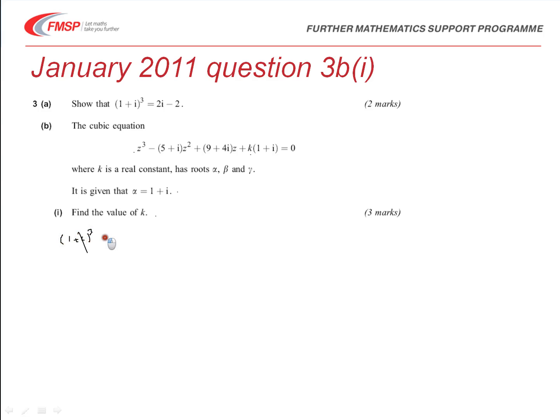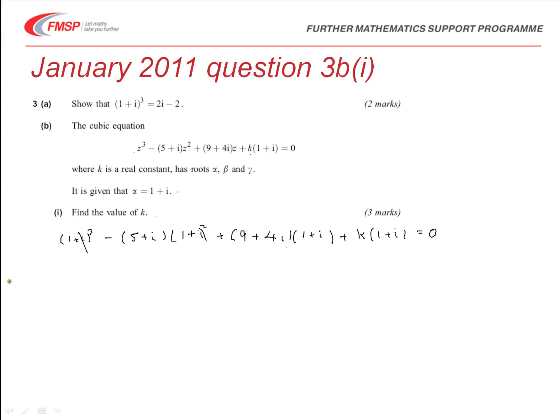(1 plus i) cubed minus (5 plus i) times (1 plus i) squared plus (9 plus 4i) times (1 plus i), because that's the value of z that's been substituted in, plus k times (1 plus i) equals 0.